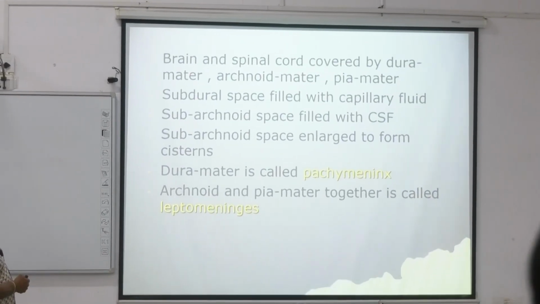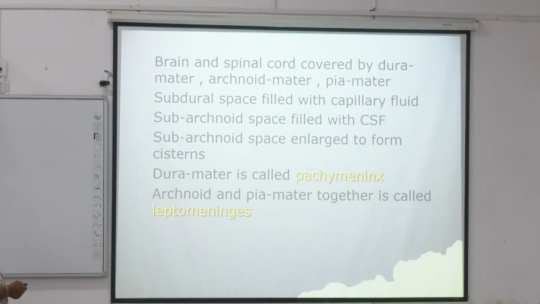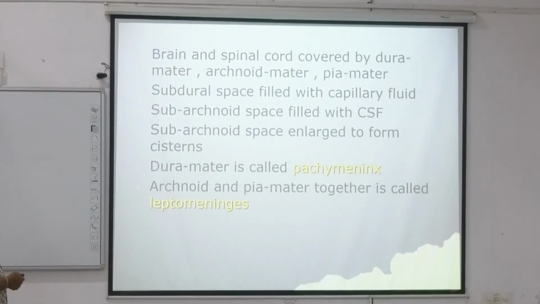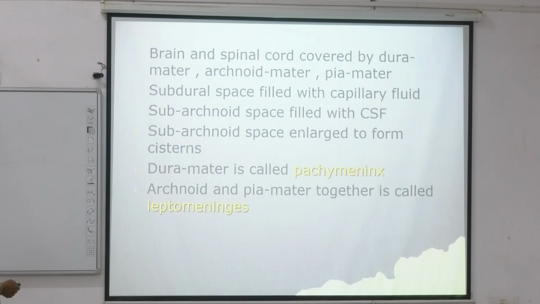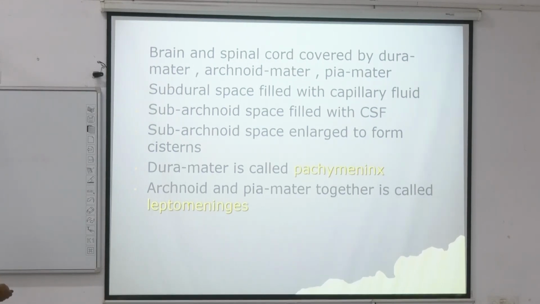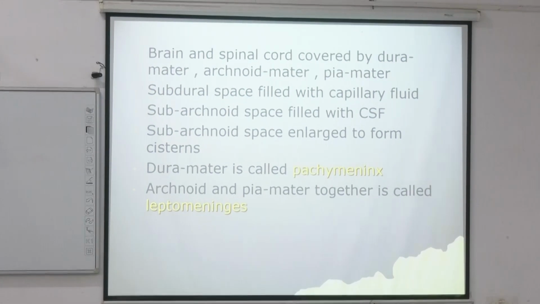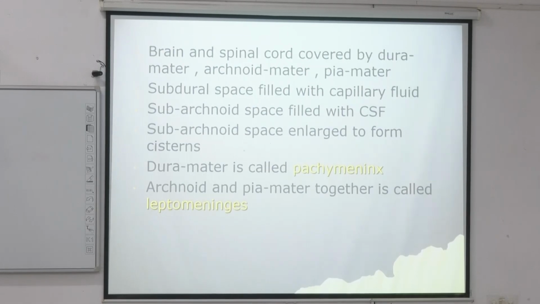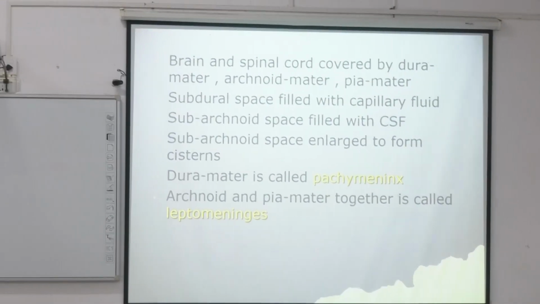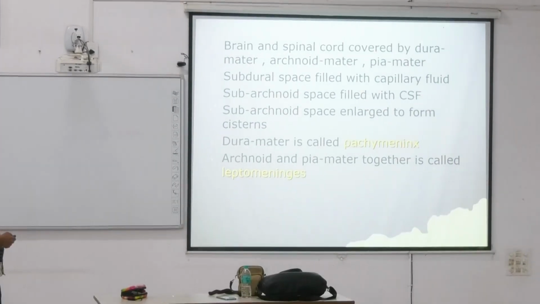Brain and spinal cord covered by dura mater, arachnoid mater, and pia mater. Subdural space filled with capillary fluid, subarachnoid space filled with CSF, subarachnoid space enlarged to form cisterns. Dura mater is called pachymeninges, arachnoid and pia mater together is called leptomeninges. This is the basic thing. The brain and the spinal cord is covered by dura mater, arachnoid mater, and pia mater, and subdural space filled up with capillary fluids, and subarachnoid space filled with CSF.